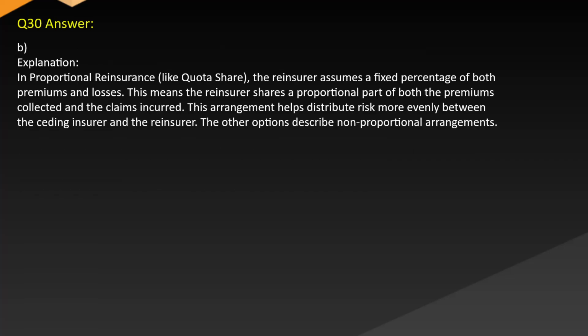Answer. B. Explanation. In proportional reinsurance, like quota share, the reinsurer assumes a fixed percentage of both premiums and losses. This means the reinsurer shares a proportional part of both the premiums collected and the claims incurred. This arrangement helps distribute risk more evenly between the ceding insurer and the reinsurer. The other options describe non-proportional arrangements.